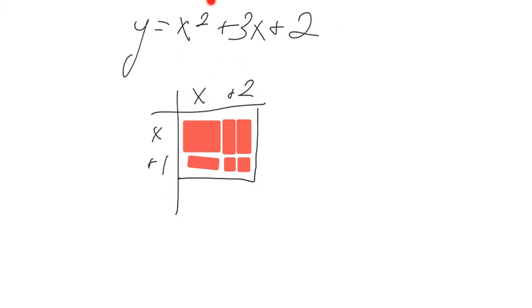So going back to the original expression, the way to write it in factored form is x plus 2 multiplied by x plus 1.